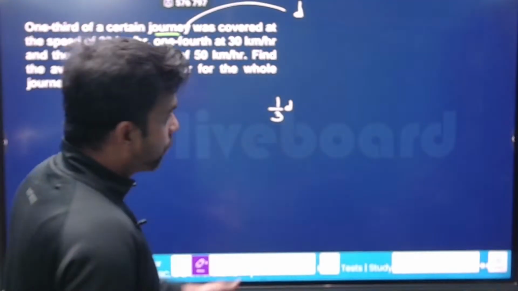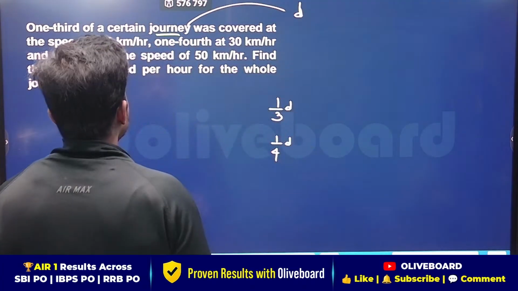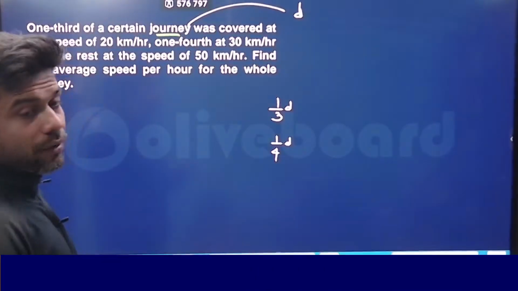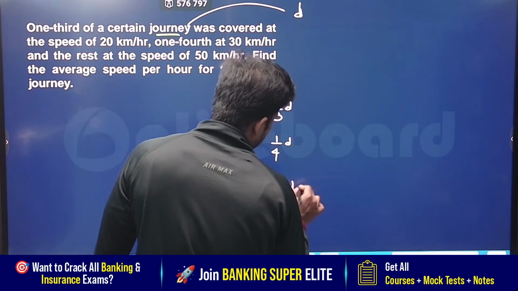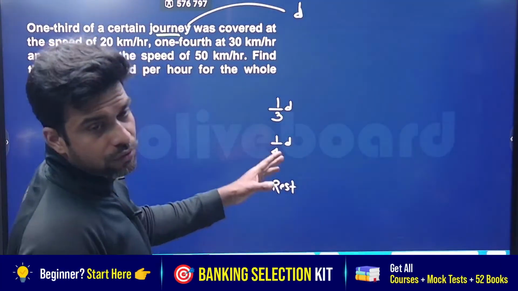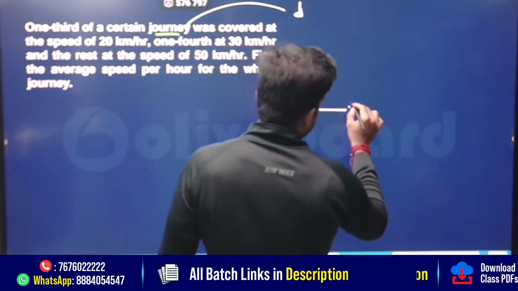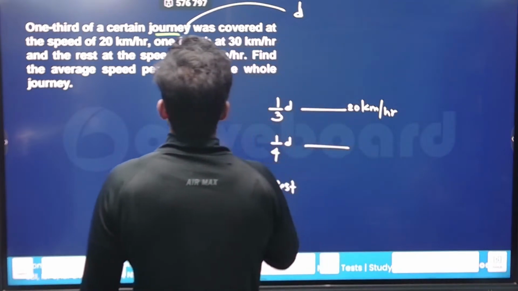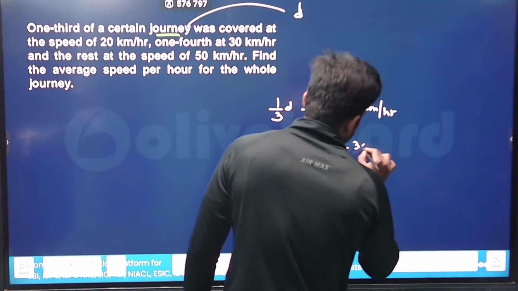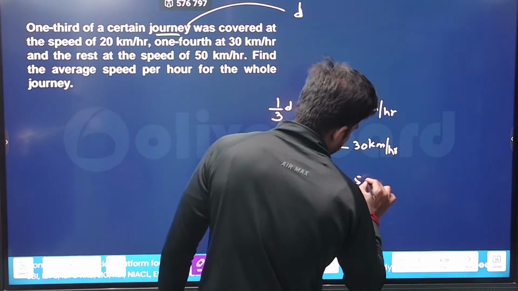Was covered at the speed of 20 km per hour, and 1/4, again 1/4 of the journey. So first write down the statements. And the rest at the speed of. Now rest means what, guys? Rest means you should write the rest, or you can also subtract from the 1. I'm doing this for you slowly so that you can understand. Now this is with the speed of how much? 20 kilometers per hour. This is with the speed of 30 kilometers per hour, and the rest is with the speed of 50 kilometers per hour.